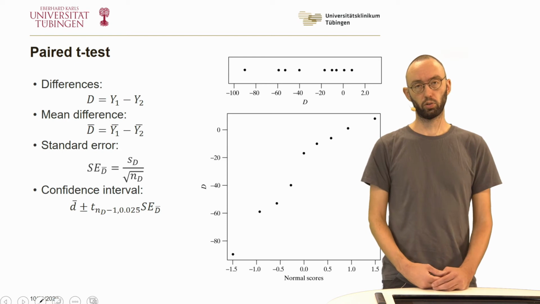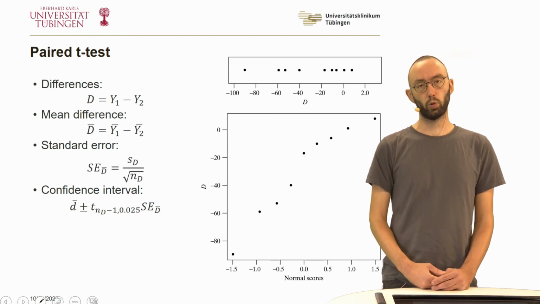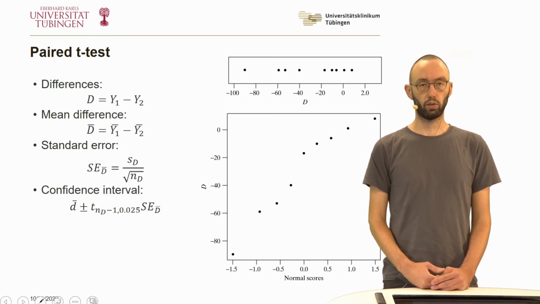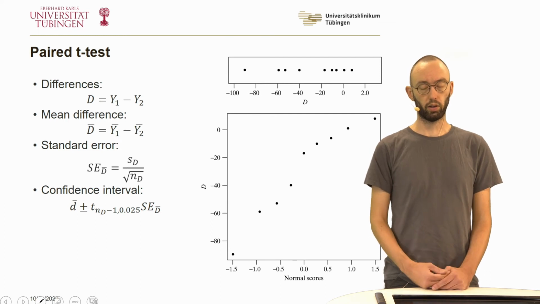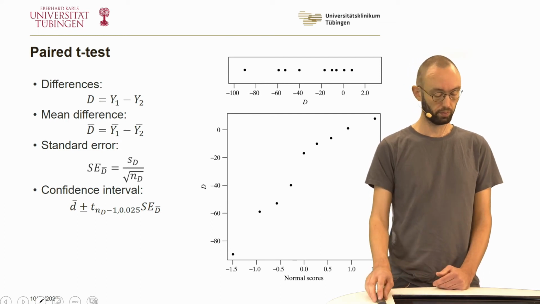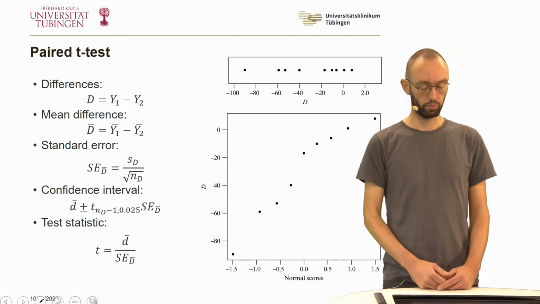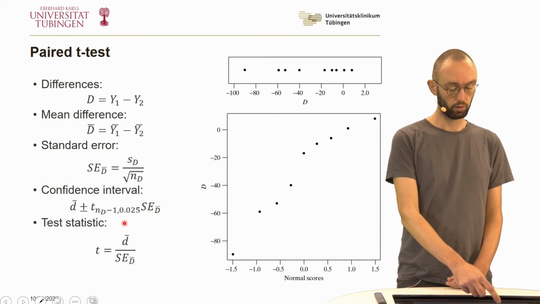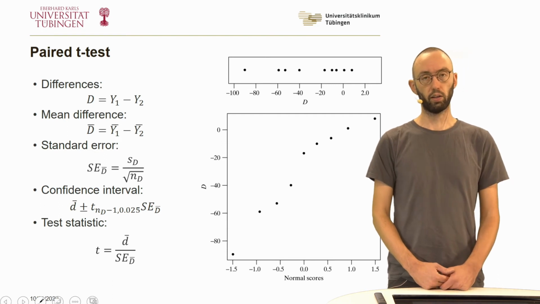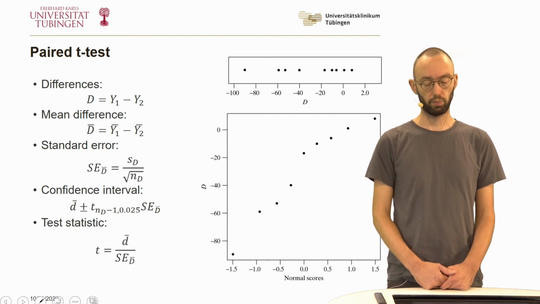This also allows us to compute a confidence interval, which works analogously to the confidence interval that we covered in the past lectures. The test statistic in our paired design is simply the mean difference divided by the standard error of the mean difference.